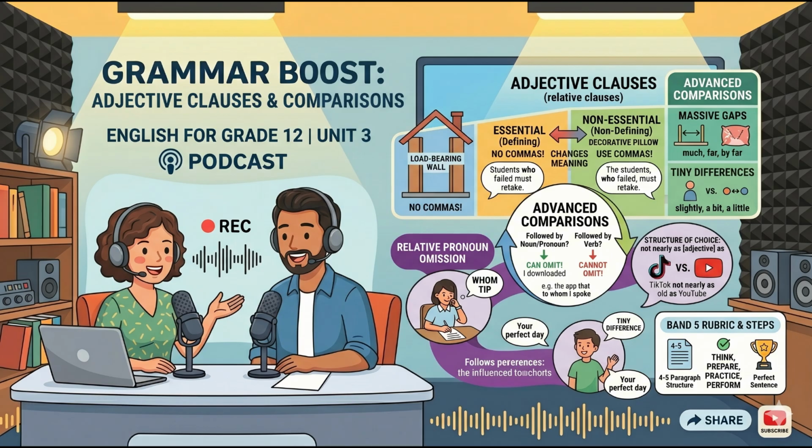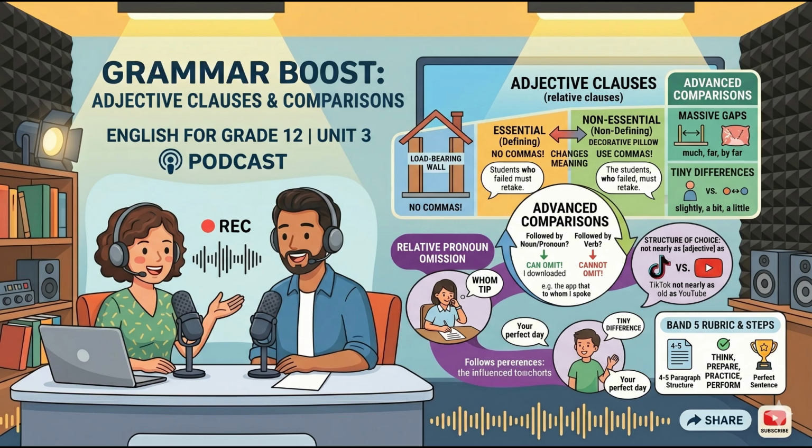But wait, what about the word whom? Is a grade 12 student really expected to use whom? In casual conversation? No, definitely not. But remember, we are talking about structural hacks for a band 5 score here. Right, right. Graders love formality in the right places. So the cheat code for whom is to just use it immediately after a preposition. Instead of ending a sentence with the influencer who I spoke to, you elevate it by writing the influencer to whom I spoke. Okay.